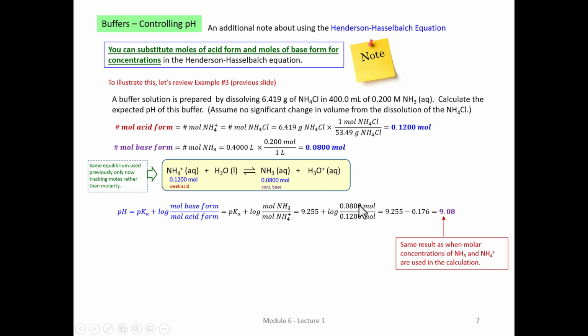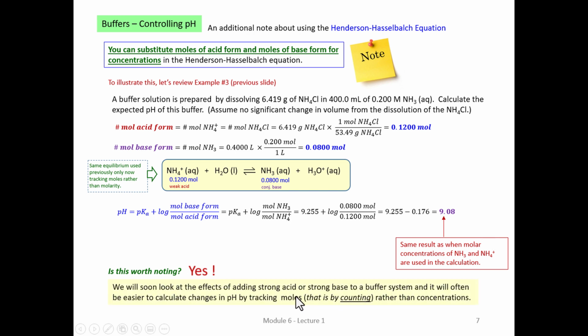Now you might ask, is this even worth noting? And of course, yes, it's quite important. The reason is that when we get to the point where we look at the effects of adding strong acid or strong base on a buffer system, it's often much easier to calculate changes in pH by tracking moles, that is by counting, rather than tracking concentrations.